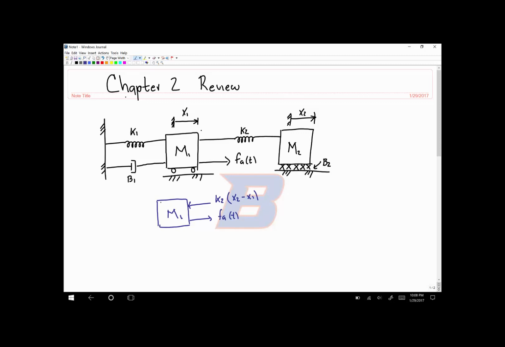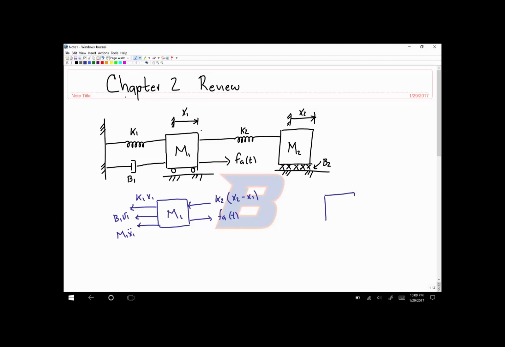Okay, and then on the left-hand side of mass 1, I have a force going to the left, opposing the movement, and this one is equal to K1 X1. And then I have the viscous one, so this is going to oppose as well, so this is going to be B1 X1 dot. And also don't forget the inertial force, so this one is going to be M1 X1 double dot. Okay, so I have 5 forces total acting on mass 1.